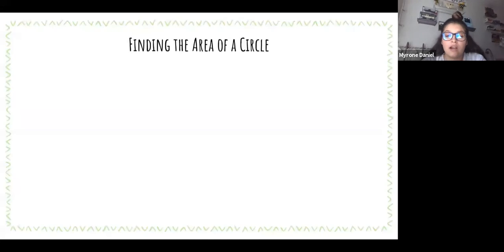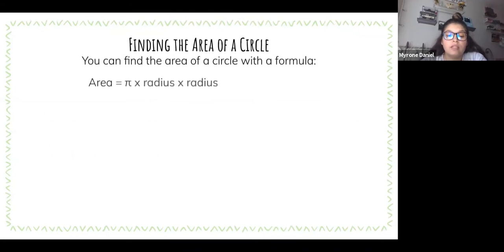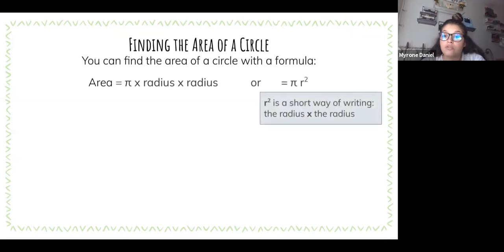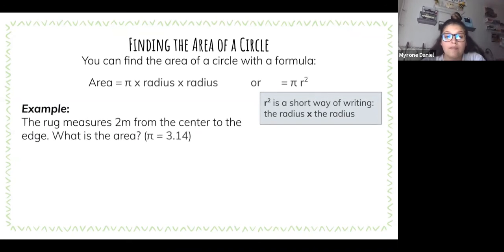Now, finding the area of a circle. You can find the area of a circle with a formula. The formula is area equals pi times the radius times the radius, or you could write it as pi r squared. The r squared is a short way of writing the radius times the radius. So we have an example. The rug measures 2 meters from the center to the edge. What is the area if pi is 3.14?